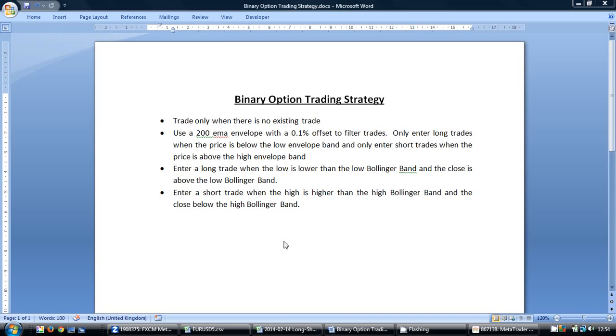The actual entry criteria is going to be using the Bollinger Band, and we're going to enter a long trade when the low of the candle is lower than the low Bollinger Band and the close is above this low Bollinger Band. The logic being, we want to see times when the price is pushed outside of the Bollinger Band, but then has been, within the course of the candle, the course of the bar, been forced back up and is now contained within the Bollinger Band. Short trades will be in exactly the opposite situation, when the high is higher than the high Bollinger Band and the close is below this high Bollinger Band.